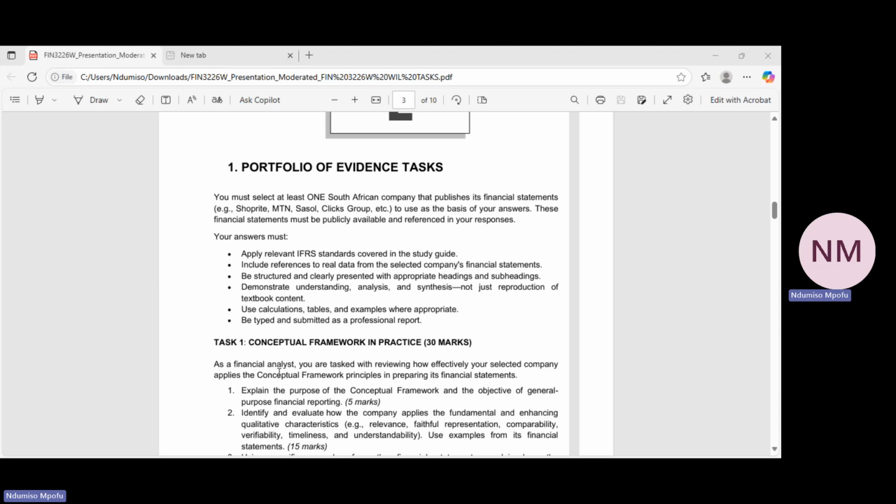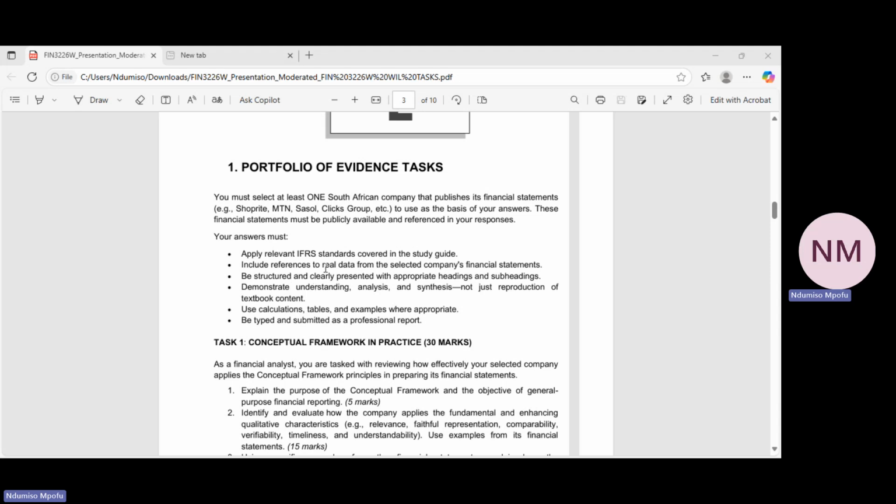If you look at the second point, saying your answers must. This is not a task, but it's additional guidance that is given to you. Apply relevant IFRS standards covered in the study guides. I'm sure you know what are International Financial Reporting Standards. The ones that are included in your study guides are the ones that you will use in your answers. Include references.